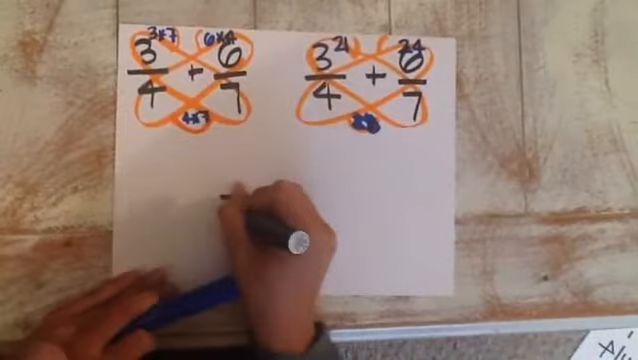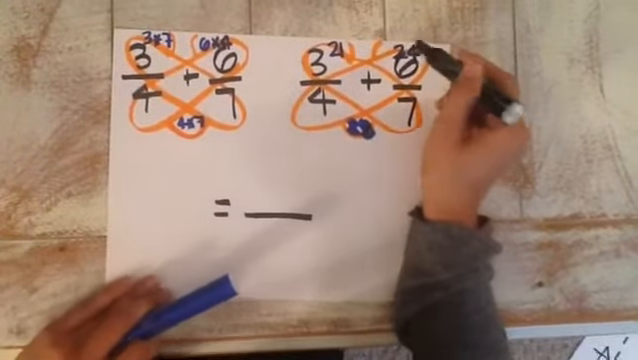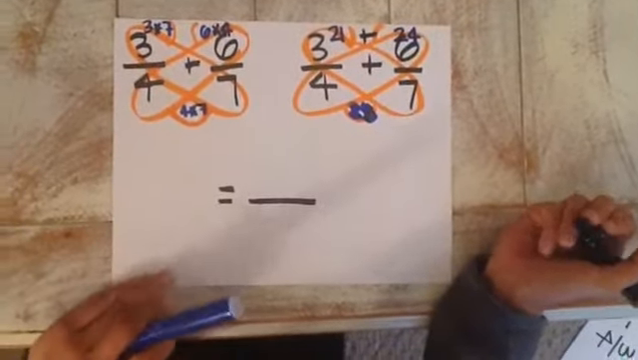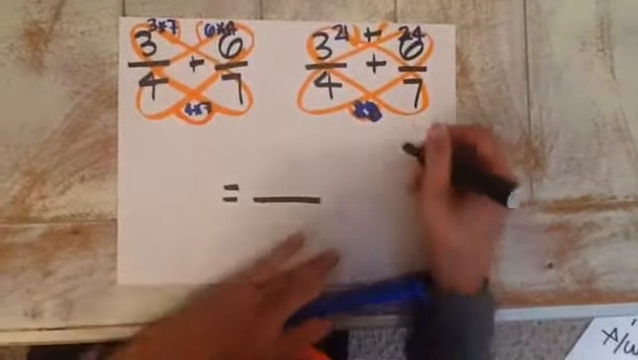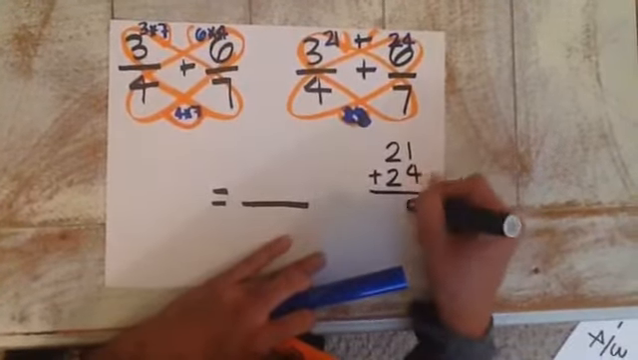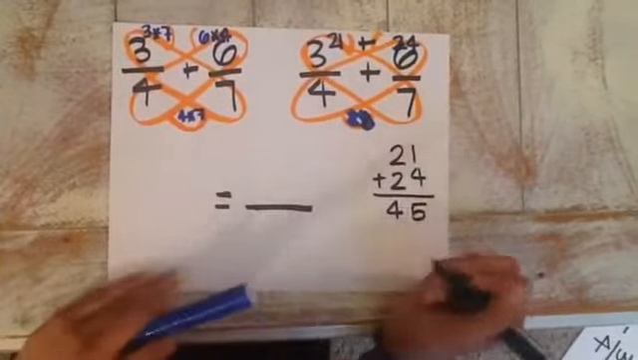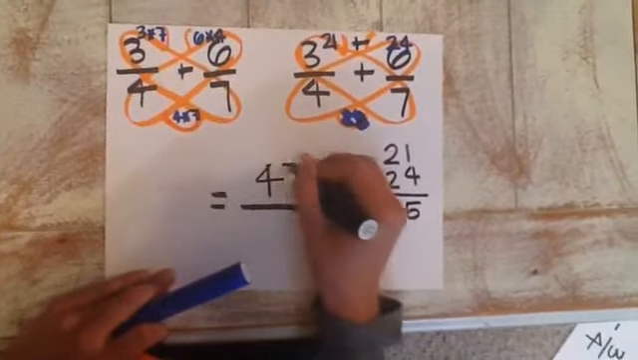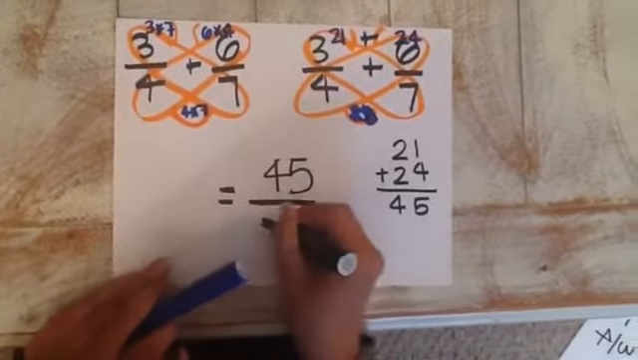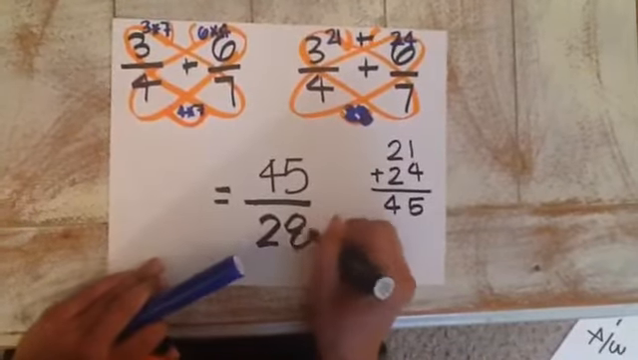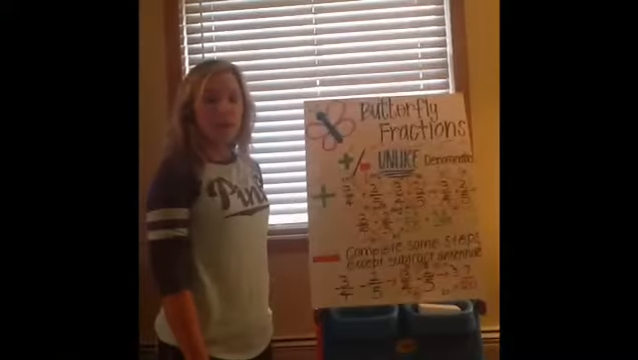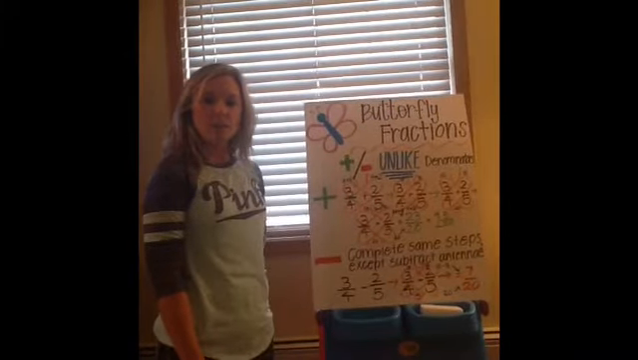My numerator is going to be the 2 numbers that are next to the antenna added together. We're adding because we're adding fractions. So 21 plus 24, I'll work it out over here so you can see it. 1 plus 4 is 5, 2 plus 2 is 4. So 21 plus 24 is 45. And then I just take the number from my pocket and that will be the denominator, 28. So the solution to our problem would be 45/28.